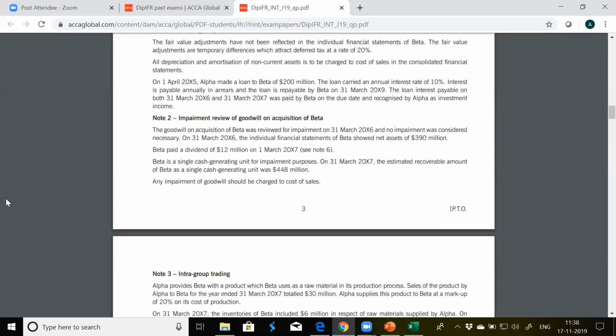Impairment review. Beta is a single cash generating unit for impairment purpose. On 31st March 2007, the estimated recoverable amount of beta as a single cash generating unit was 448 million. This is the recoverable amount. And impairment of goodwill should be charged to cost of sales. We'll calculate what is the impairment loss, which we will be charging to cost of sales.